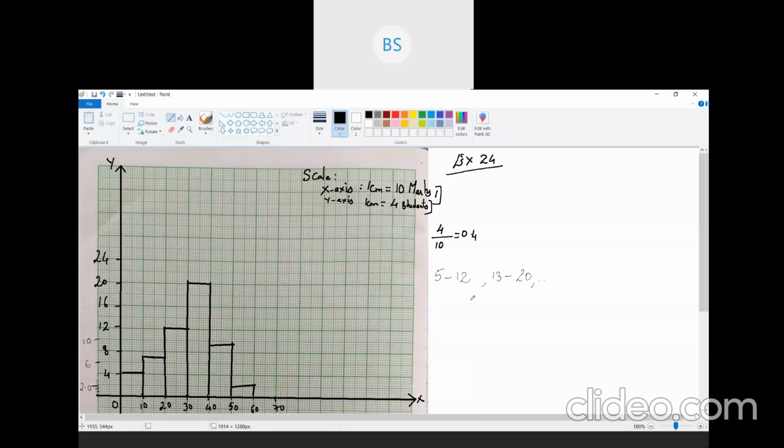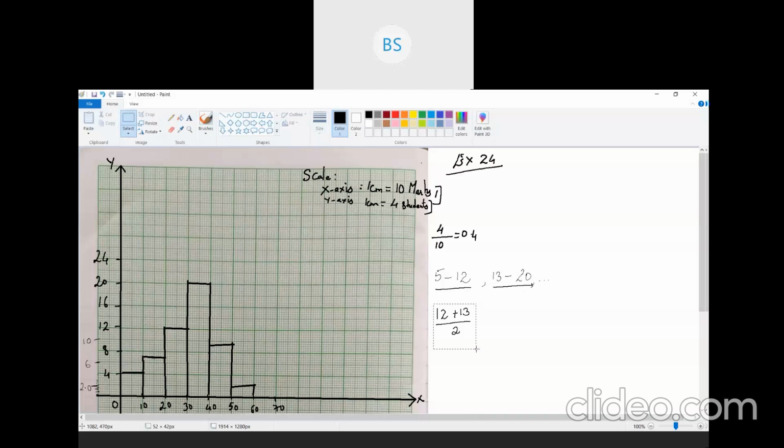To make them continuous, what we do is we take the upper limit of the first class interval and the lower limit of the second class interval and divide by 2. So that will be 12 plus 13 upon 2. Sorry, not addition, it is subtraction. Subtraction.